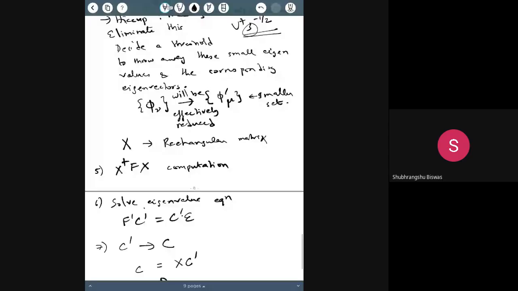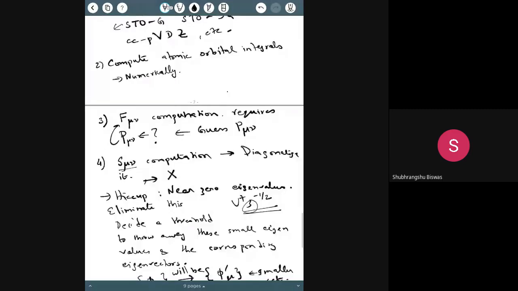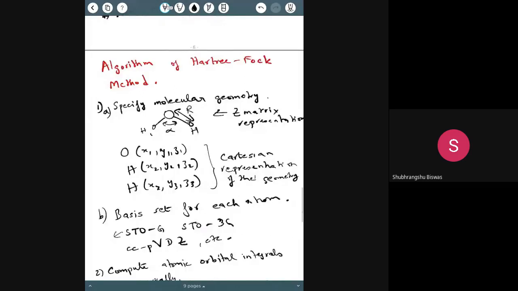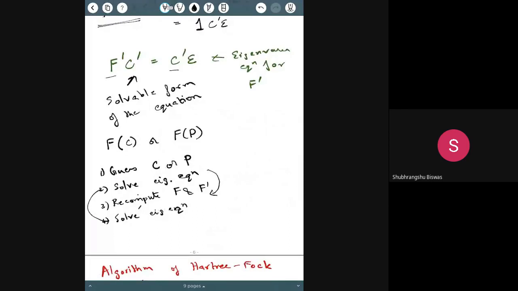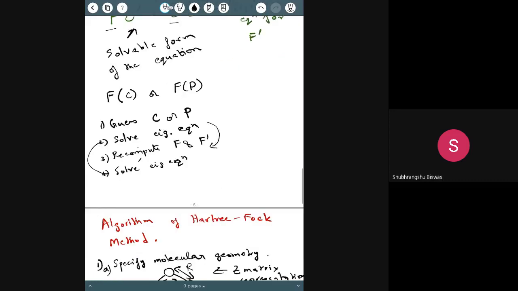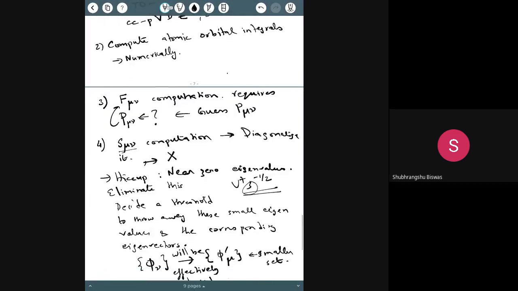So there are lots of little things involved in every step. The basic procedure is, as I said before, that you simply obtain C prime, construct F prime, and obtain a new C prime. So that is the basic procedure. But when you want to do an actual computation, there are little details involved which you have to take care of.